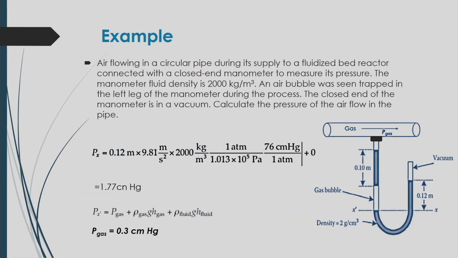Another example is given here: air is flowing in a circular pipe during its supply to a fluidized bed reactor, connected with a closed end manometer to measure its pressure. The manometer fluid density is given to you.